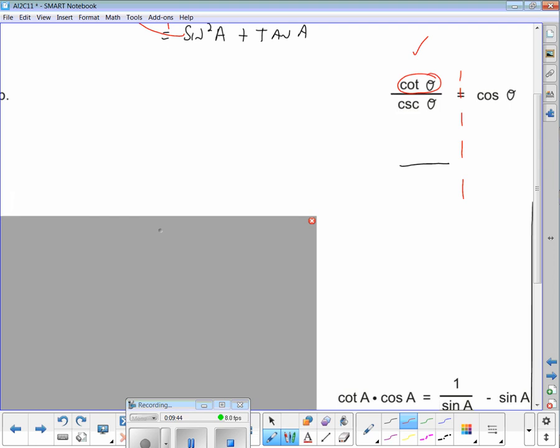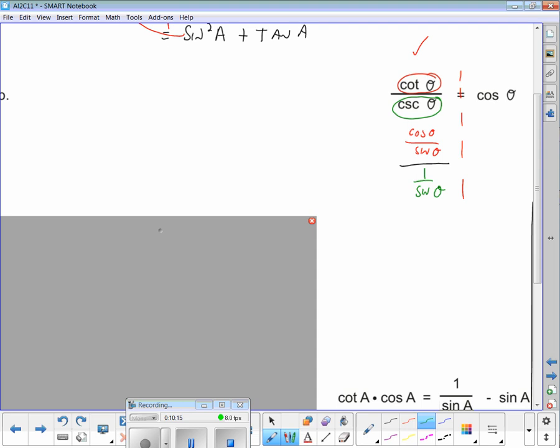Didn't we just learn that the cotangent is the cosine over the sine, right? So that's the first maneuver I'm going to do. I also want to work on the cosecant. What can I replace the cosecant with? Well, if you remember your reciprocal ratios, it's 1 over the sine. So that's where I'm at right now, right?